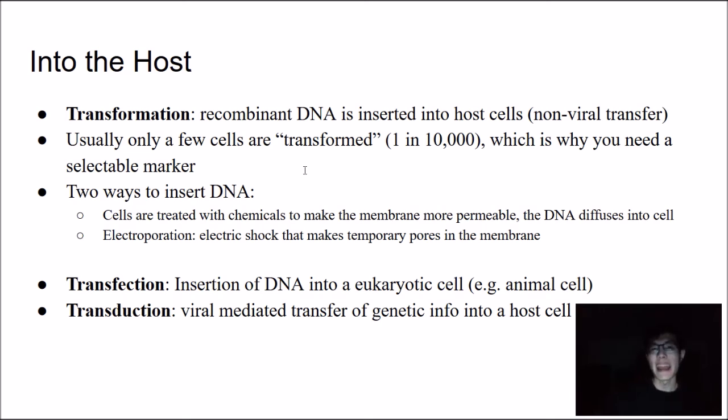There are two main types of ways to basically insert DNA. The first one is just simply treat those cells with chemicals to make the membrane more permeable, and DNA just diffuses into the cell. The second method is with electroporation, where you're actually using electric shock to make temporary pores in the membrane. And then finally, last but not least, I just want to mention these two terms over here.